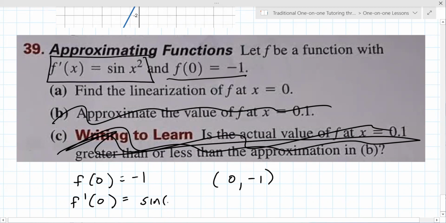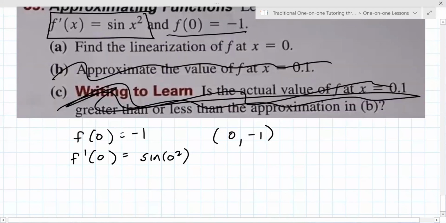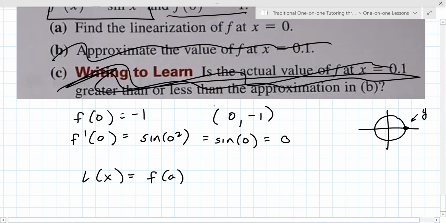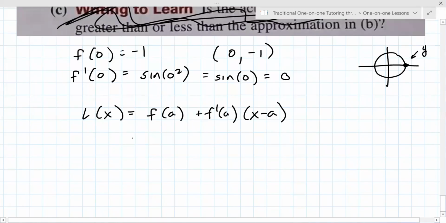So that's sine of 0 squared. Sine of 0 is, that's on the unit circle, that's the y value right there. Okay, so as I mentioned before, the linearization of x is the following formula. It is f of a, your a in this case is 0, plus f prime of a times x minus a. So it's 0 plus. F of a is -1 though. Oh, okay. -1 plus. The derivative is 0.